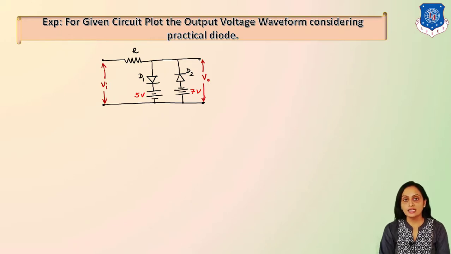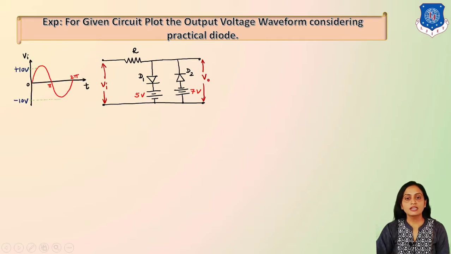In the previous analysis, we had seen the analysis based on the ideal diode, so we were not considering any drop across the diode when it is on. Now for the practical diode, we will consider a 0.7 drop across the diode when it is forward biased. That is the cut-in voltage or potential barrier, the minimum voltage required to turn on the diode, that is, to overcome the potential barrier at the junction.